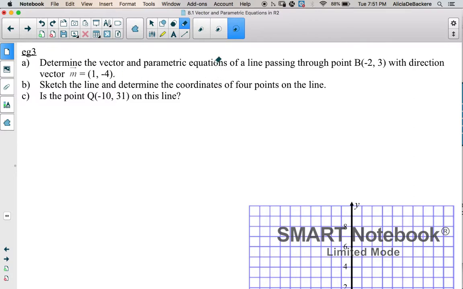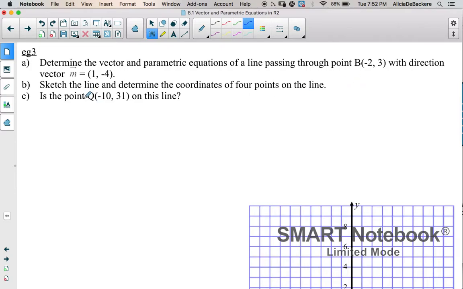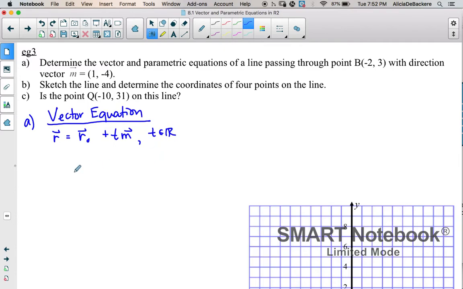So let's do a couple of examples. In example 3 here, we're going to determine the vector and the parametric equations of a line passing through the point B, which is given to us, with the direction vector m. So I want to come up with two equations. I'm going to come up with the vector equation first. So I know that that looks like r is equal to r naught, the r naught vector, plus t times my direction vector, where t is some parameter belonging to the set of real numbers.